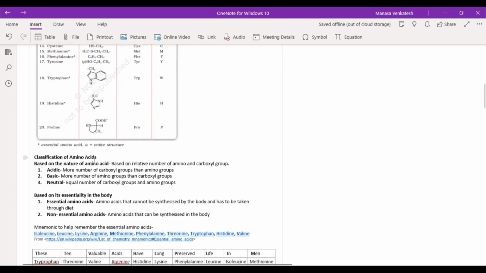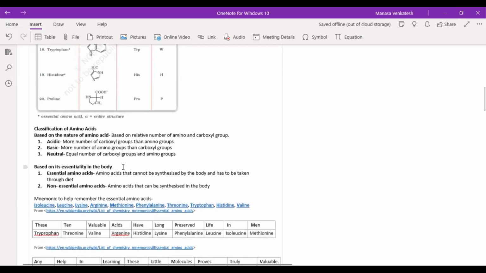So amino acids are actually classified based on their nature as acidic, basic, and neutral. Acidic means they have a greater number of carboxyl groups than amino groups. Basic means more amino groups than carboxyl groups. And neutral has the same number of carboxyl and amino groups.